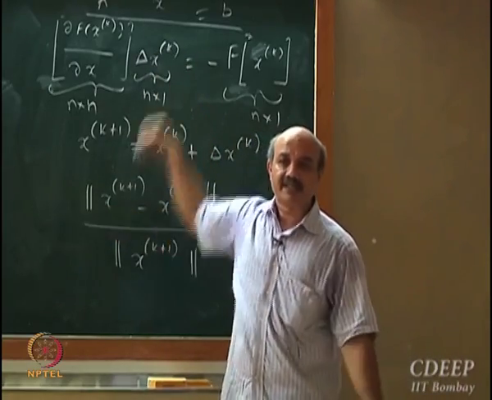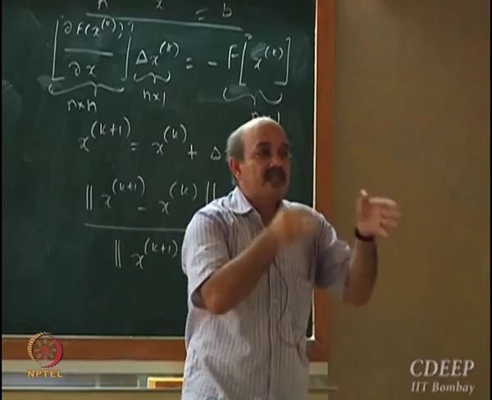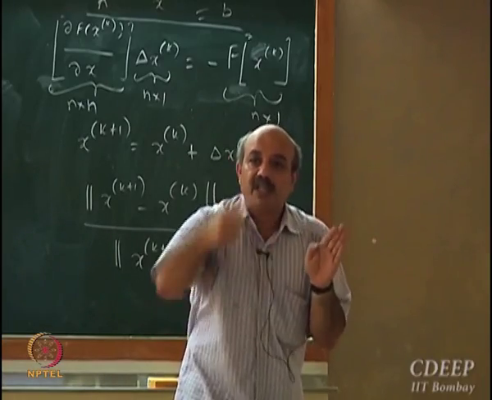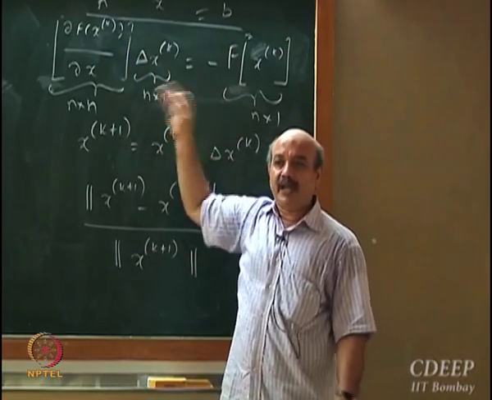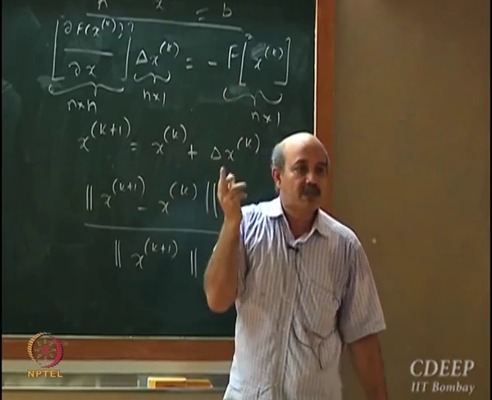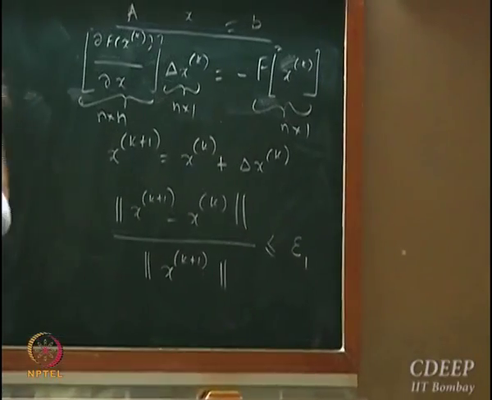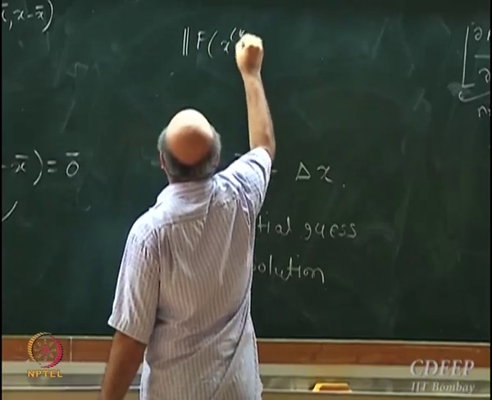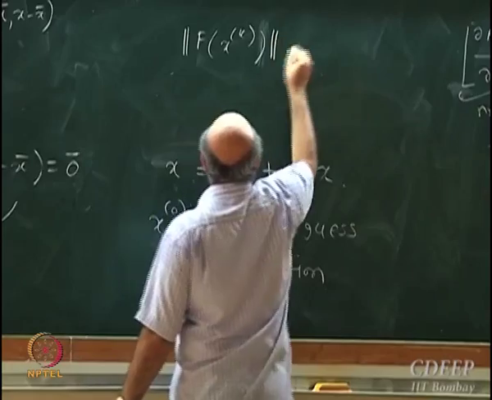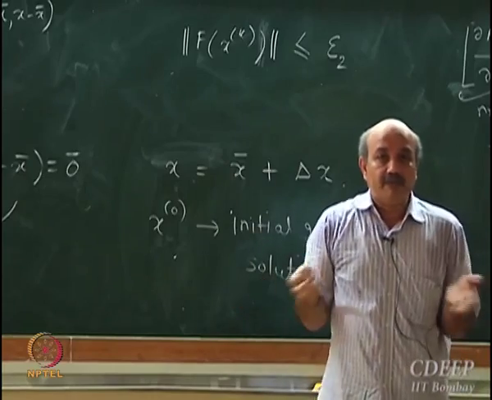I start with an x_0 initial guess and I keep doing these steps. So the original problem, which is solving nonlinear algebraic equations, is converted into a sequence of linear algebraic equations. I am solving linear algebraic equations again and again, hoping that this sequence will lead to the solution of the original problem. So we need to check whether we are going there. We need one more convergence criterion, and that is to check whether the norm of f(x_k) is less than epsilon 2.